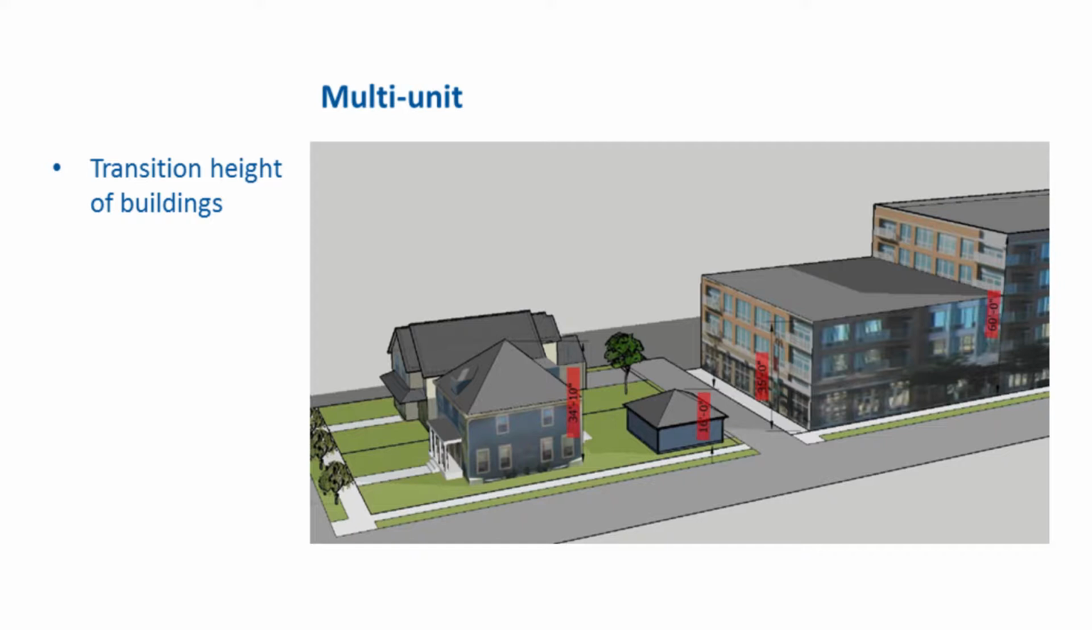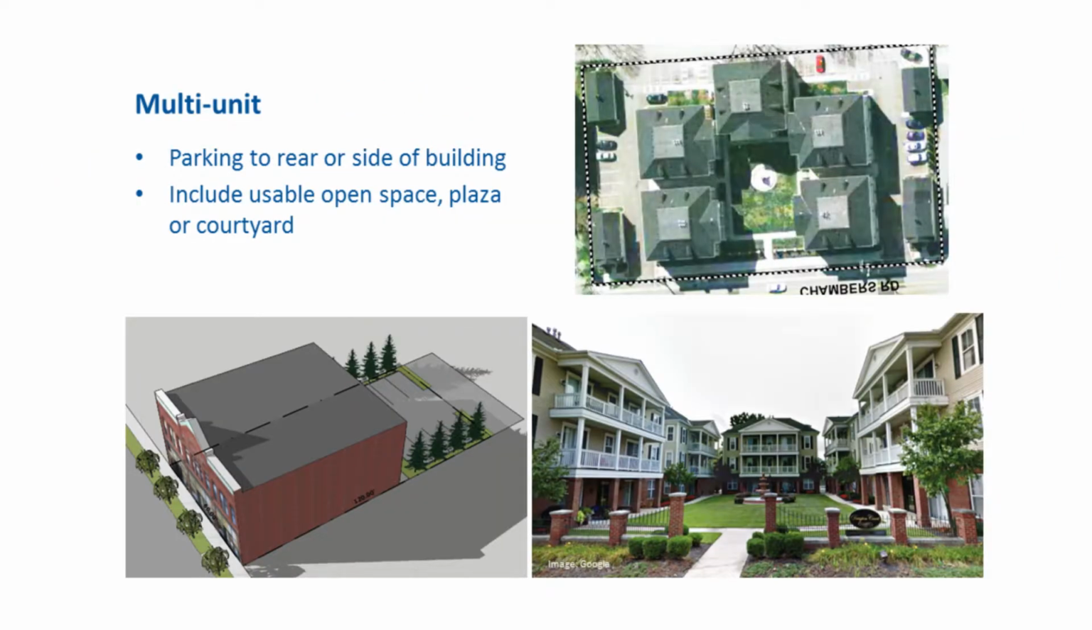In this example, the buildings transition from 60 feet in height to 35 feet in height, and from multi-unit to single-unit. The design guidelines also recommend parking should be placed behind or next to the building, and that sites should typically include usable open space or a plaza or courtyard. These are examples of guidelines for residential development.